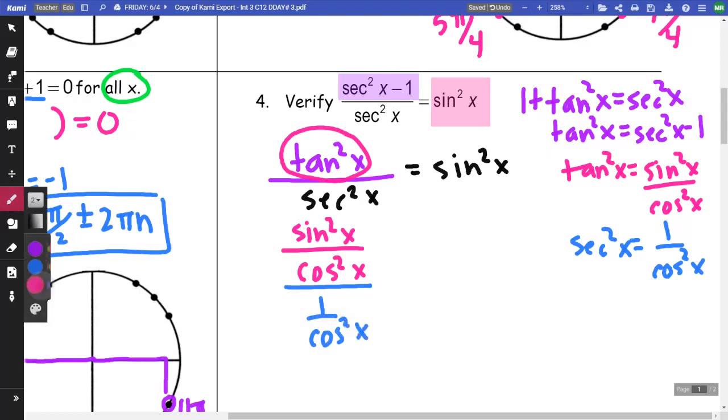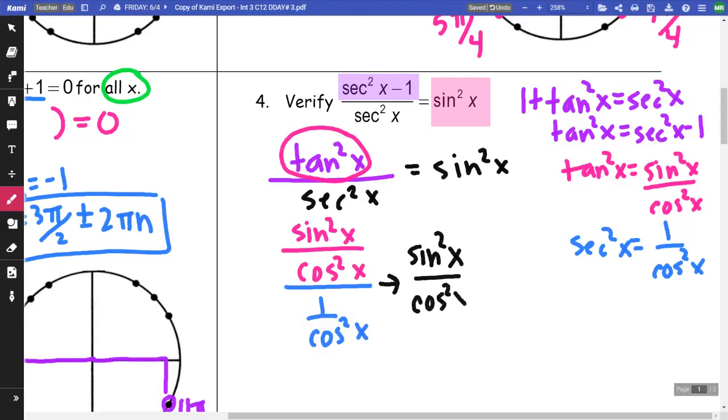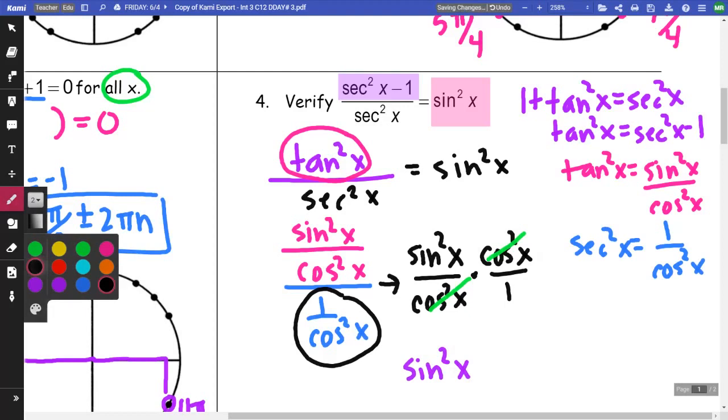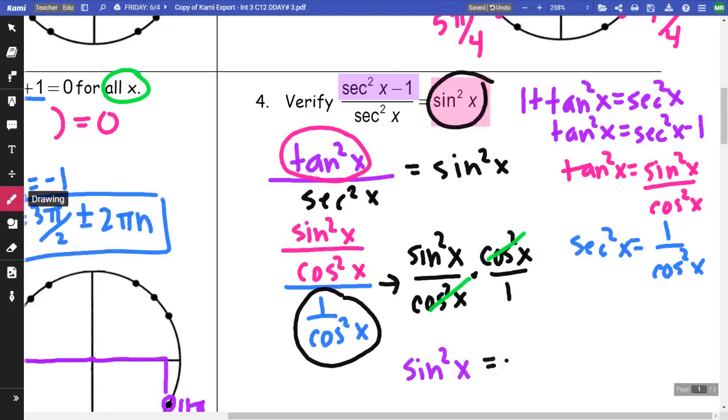And then if I clean that up, I can rewrite this as sine squared x over cosine squared x. When I divide by a fraction, I can multiply by the reciprocal. And now you see that these cosine squared x's will cancel out. And I am ending up with my left-hand side being a sine squared x. And remember, my right-hand side was supposed to stay a sine squared x, and I got my answer.